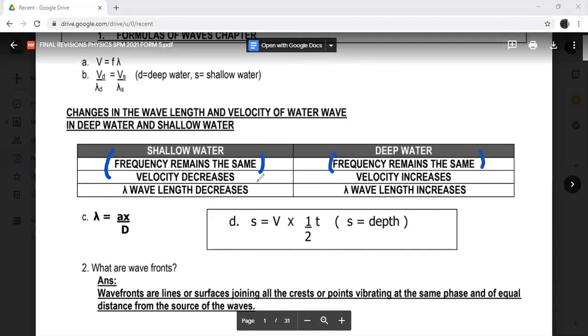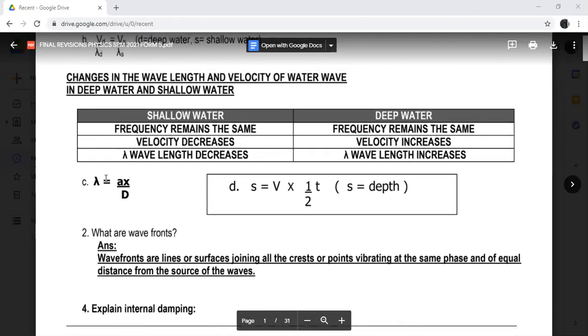All right. Shallow water velocity decreases, deeper water increases. Wavelength for shallow water decreases, deep water increases. So basically, as the water wave moves from shallow to deeper, speed and wavelength increase. What remains the same? Frequency remains the same. Okay, done with this.